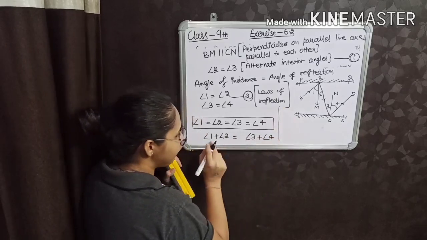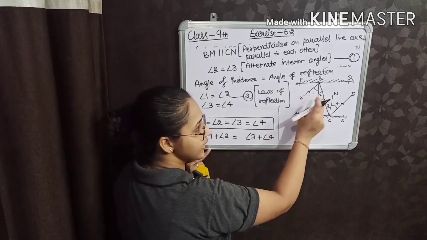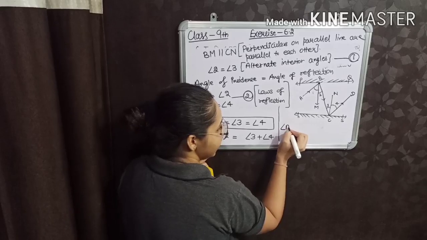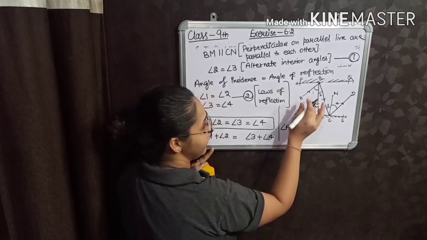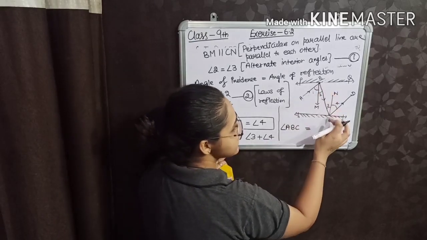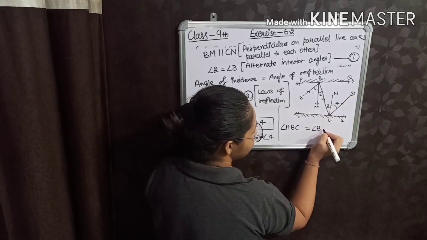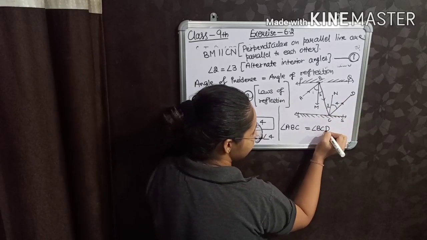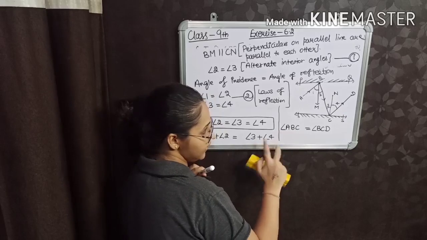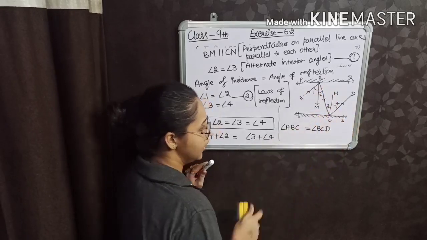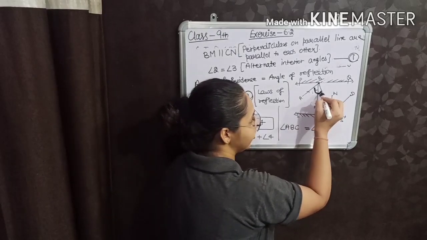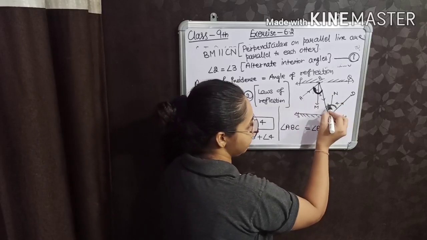Now, what is angle 1 plus angle 2? Angle 1 plus angle 2 is equal to angle ABC. I can write ABC in place of angle 1 plus angle 2. Similarly, I can write angle BCD in place of angle 3 plus angle 4. Now see very carefully. Where is angle ABC? ABC is this complete angle, and BCD is this complete angle.